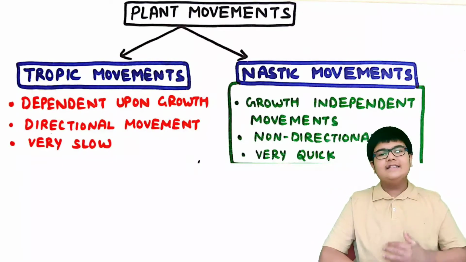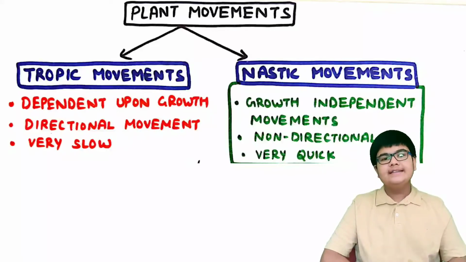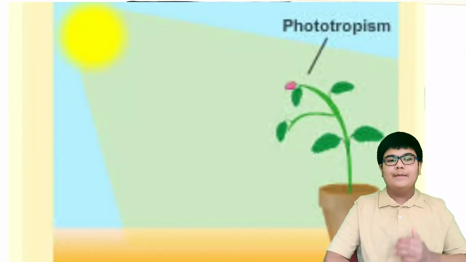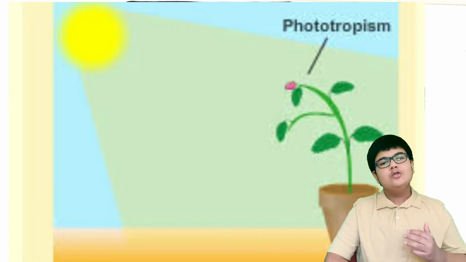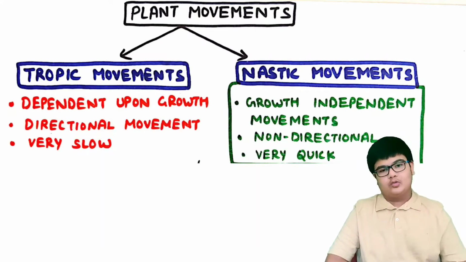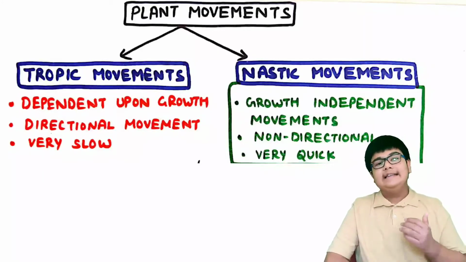So first let us learn about the plant movements. There are two types of plant movements, tropic movements and nastic movements. The tropic movements are dependent upon growth and they are directional movements, but they are very slow, while the nastic movements are independent of growth and they are non-directional and they are very quick.